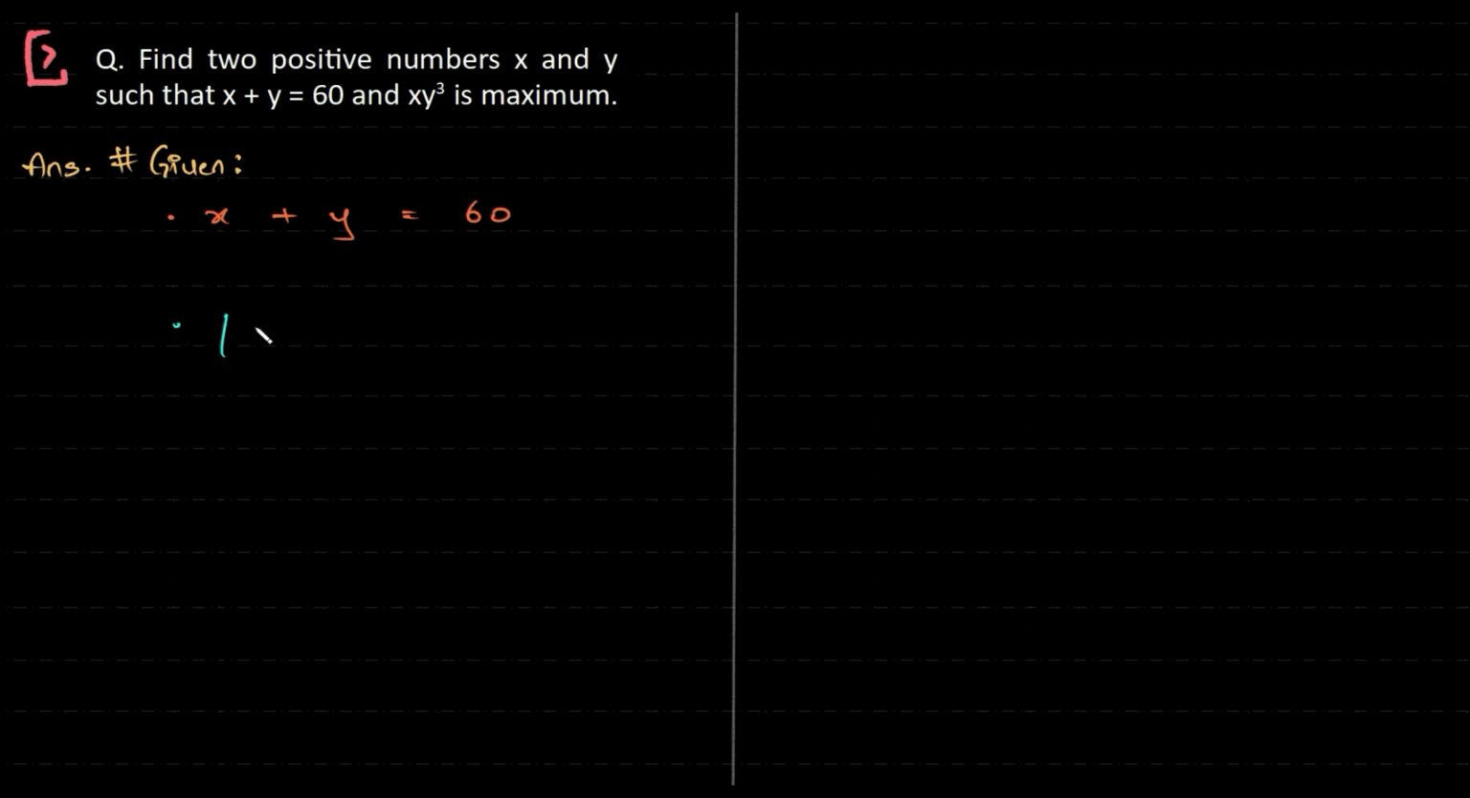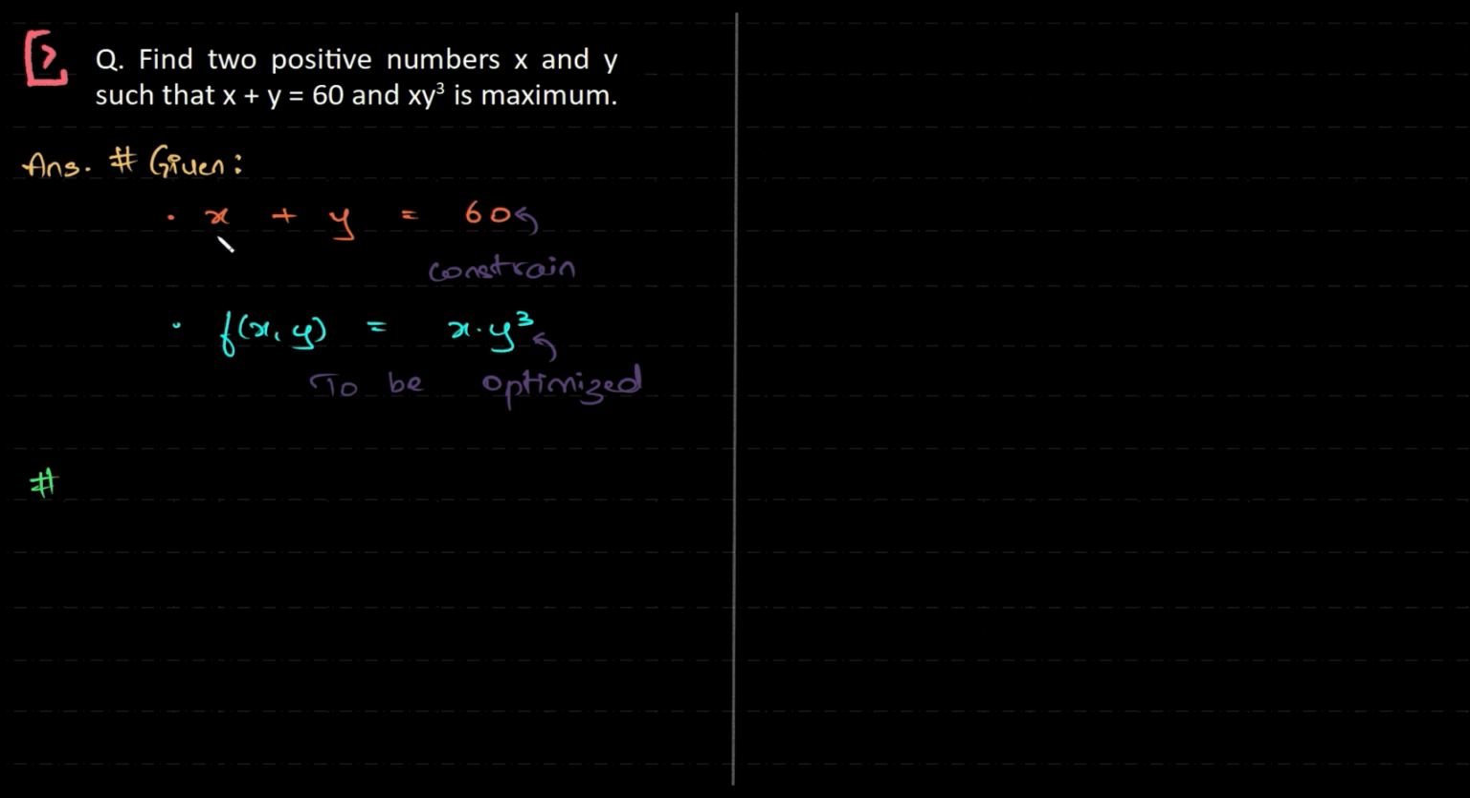This is, say, a function f of x comma y, which is xy cube. I would like to call this a constraint, and I would like to call this something that has to be optimized. So this is a constraint. If someone asks you, what is the maximum possible value for this? It's infinity by default.